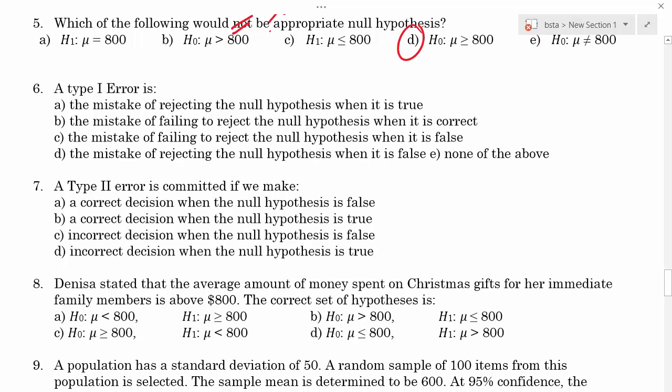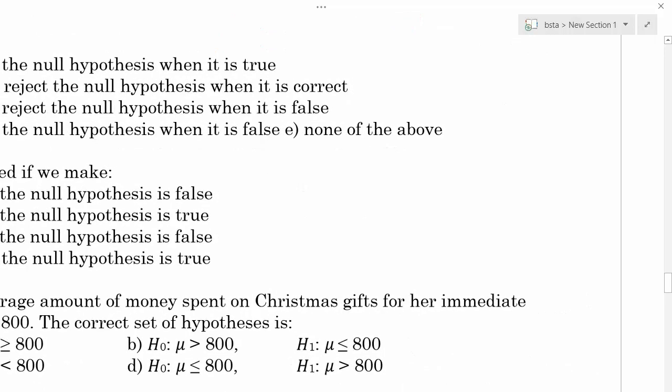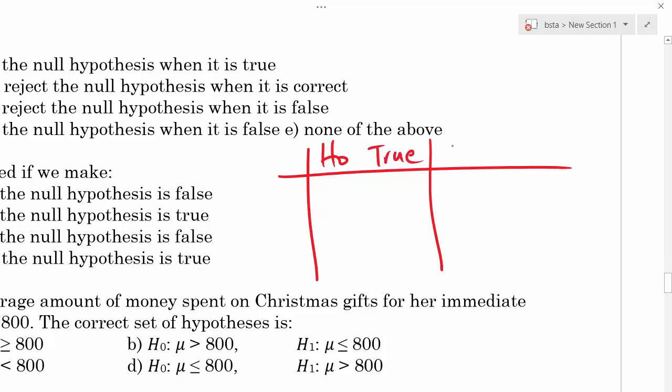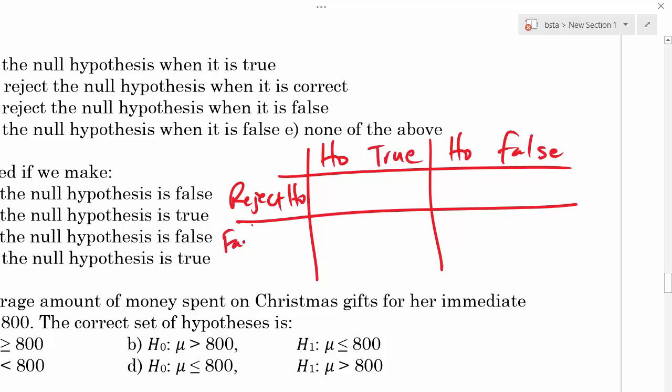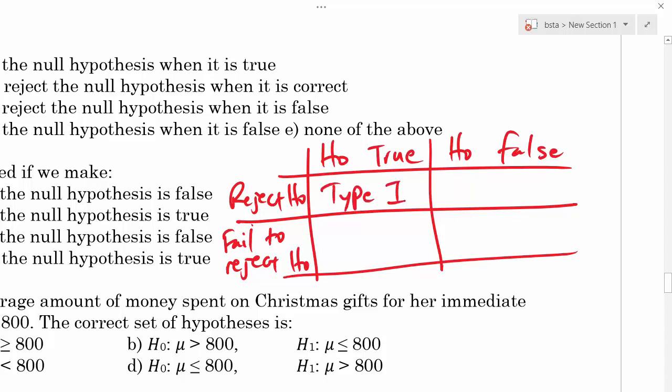Type 1 error. So let's quickly have an overview here of type 1 and type 2 errors. So we say that the null hypothesis is either true or false. And you, as a decision maker, you can either reject the null hypothesis or you could fail to reject the null hypothesis. So we say, if you reject the null hypothesis when it is true, we call that a type 1 error. You have rejected a true null hypothesis. If the null hypothesis is false and you reject it, you have made a correct decision because it was false. So it's a correct decision.